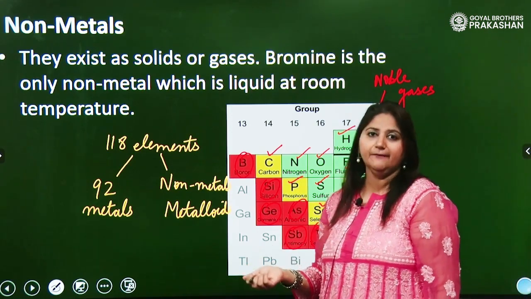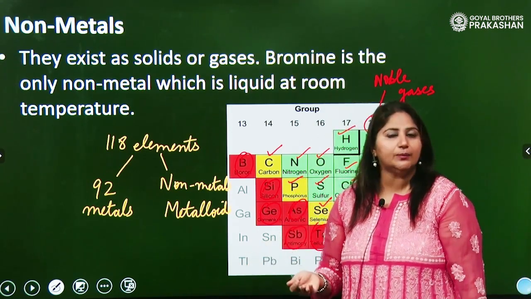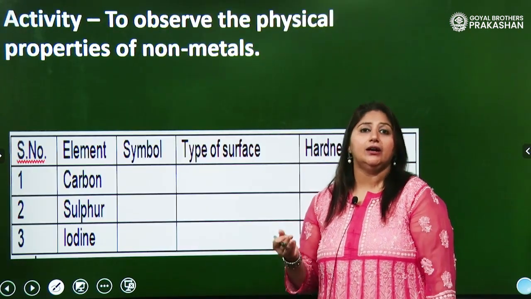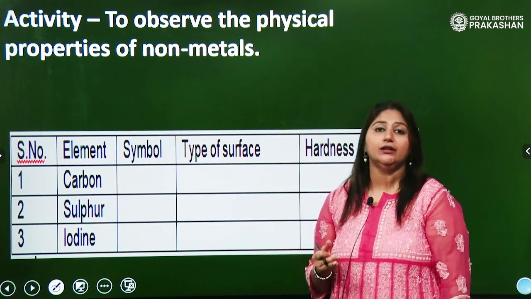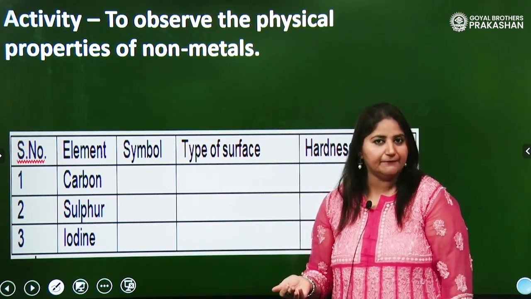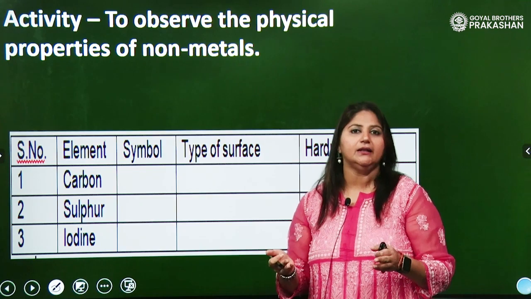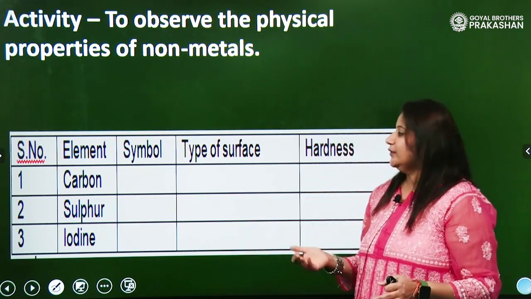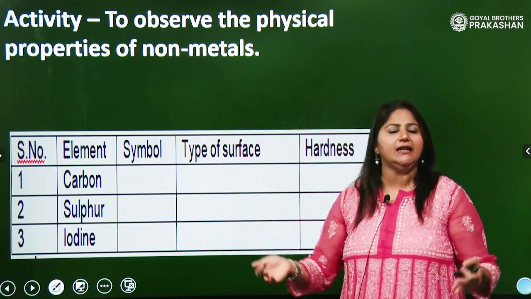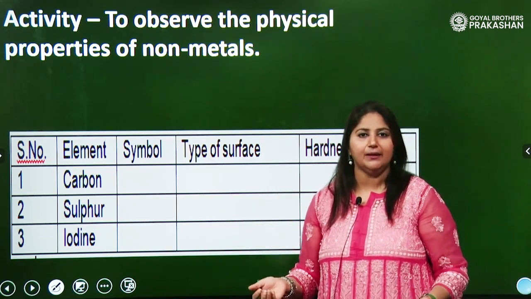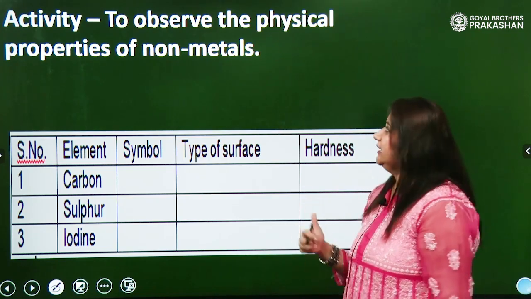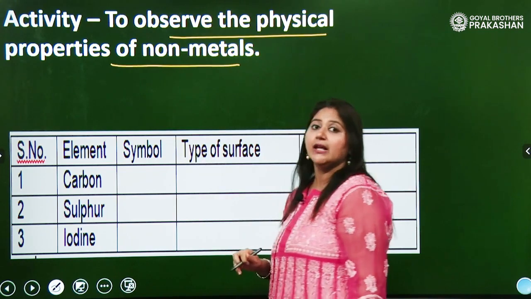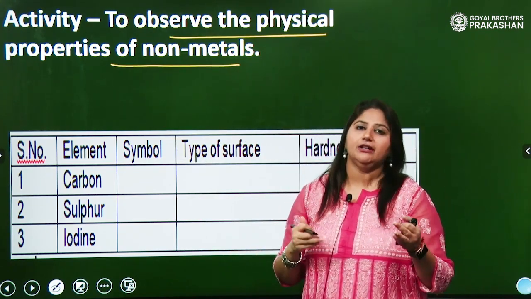So on proceeding further, let's understand the physical properties of non-metals. When you do the same activities for the non-metals, suppose you have taken coal or graphite as carbon, because carbon is actually coal, graphite, diamond, you can take any, and then you can take sulfur and iodine, which are easily available non-metals in your chemistry lab. Then what do you have to do in the activity? You have to observe the physical properties of non-metals. How will you do it? You have to perform the same activities that we did for metals.